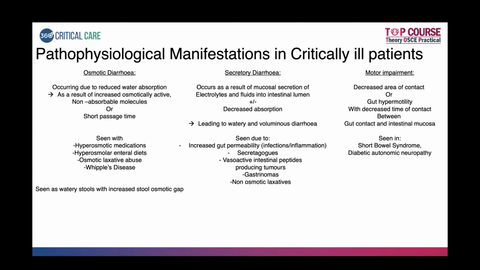Motor impairment can occur due to decreased area of contact or gut hypermotility with decreased time of contact between the gut contents and the intestinal mucosa. That is seen in short bowel syndrome and diabetic neuropathy. So these are the three classifications and manifestations of diarrhea in critically ill patients.